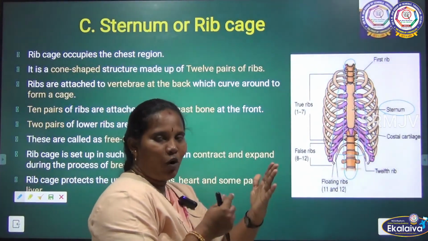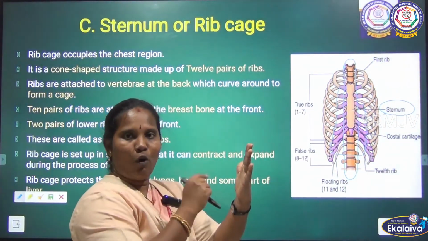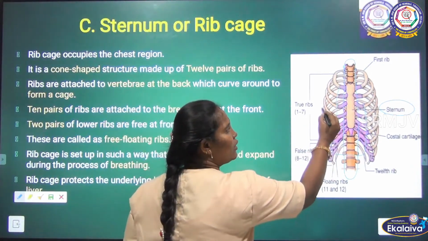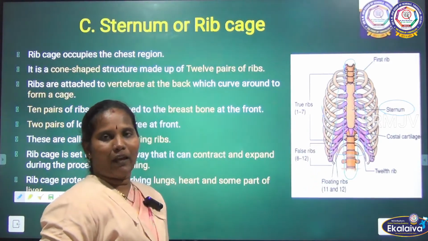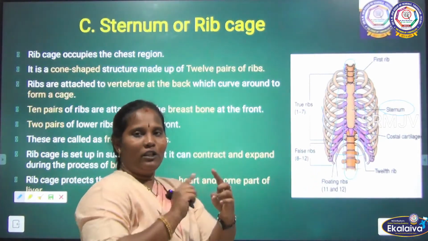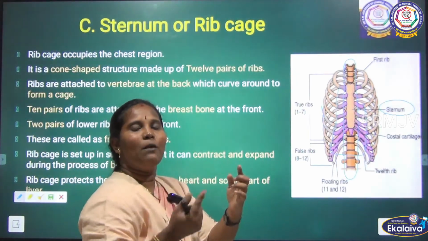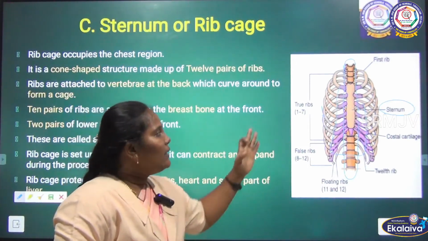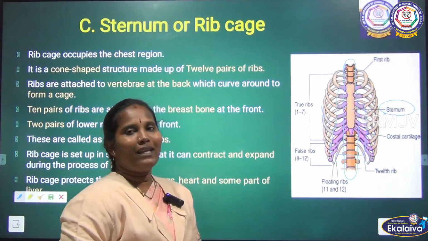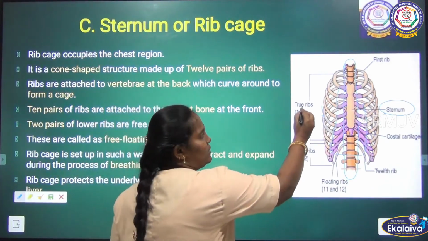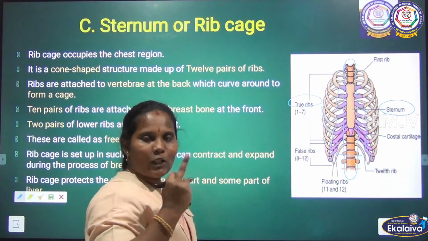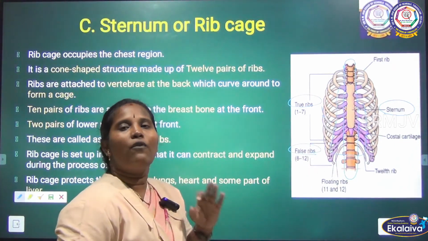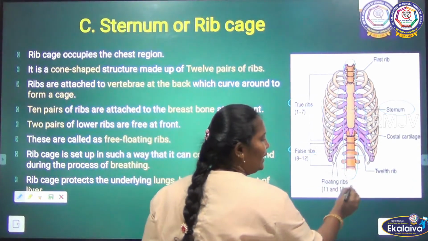So our chest bone and backbone, these two bones are attached at the sides by the separate bones we can see here, the rib bones. Our backbone and chest bone are both joined with the separate bones, the rib bones. Based on the attachment we can say there are three types of rib bones. What are they? One is the true ribs. Next one is the false ribs. Third one is the floating ribs.